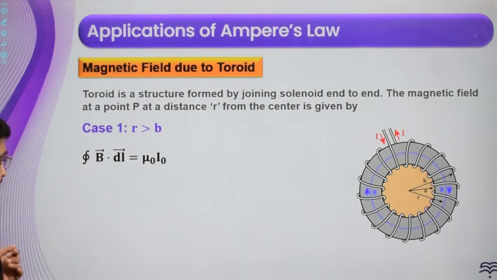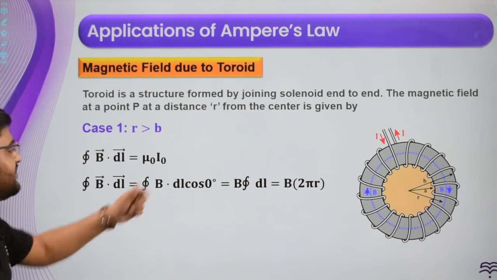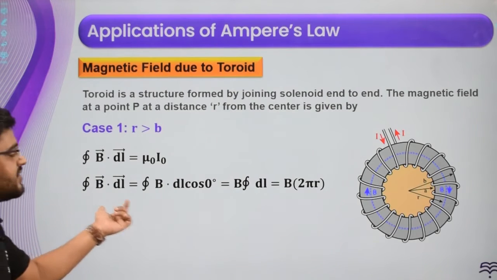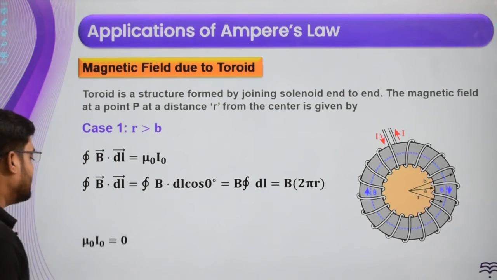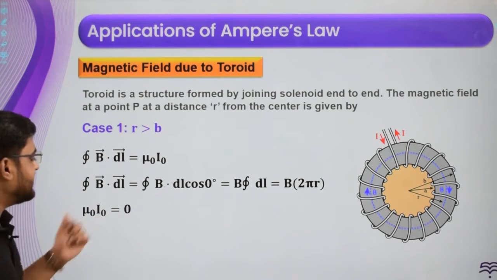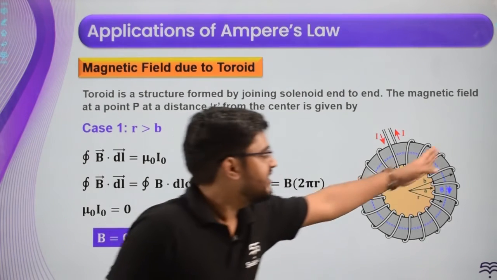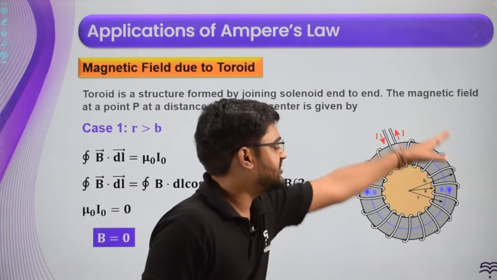So B dot dl we have already discussed, right? That this is Ampere's law. Then B dot dl comes to be B into 2 pi r, while mu naught I, the sum of all the currents, is 0, and hence we get the magnetic field as 0 in this region, the outer region we are talking about.